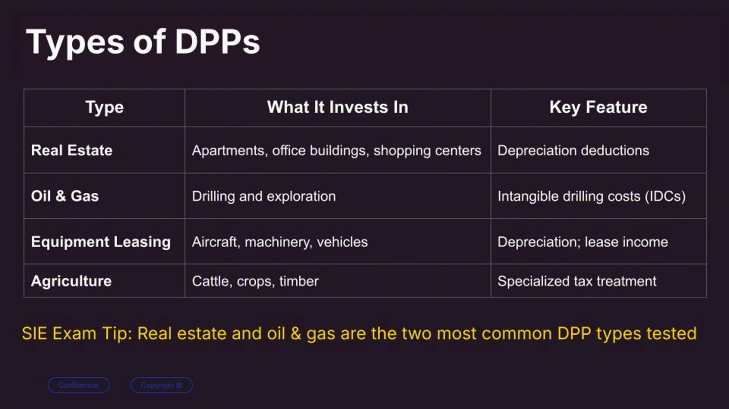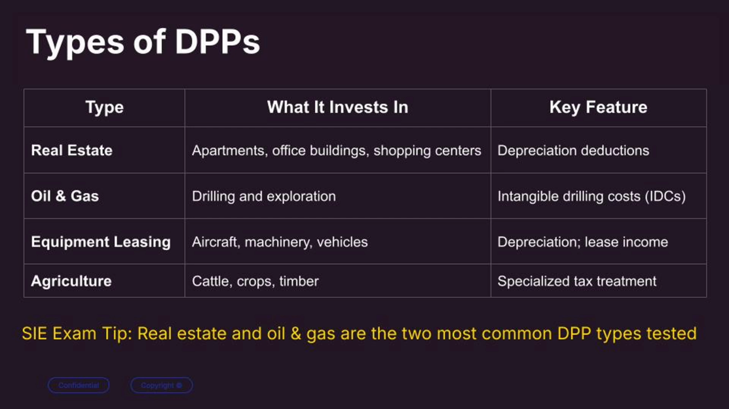DPPs can invest in a few different categories. The two big ones to know are real estate and oil and gas. Real estate DPPs hold things like apartment buildings, offices, and shopping centers. The big tax benefit comes from depreciation deductions. Oil and gas DPPs invest in drilling and exploration. The big tax benefit there is intangible drilling costs, often called IDCs.